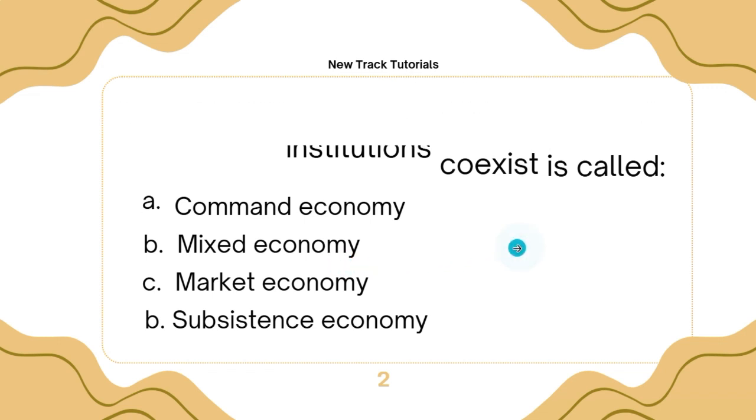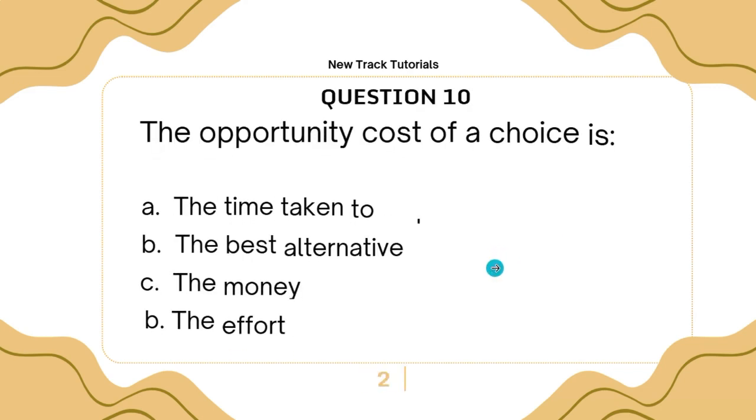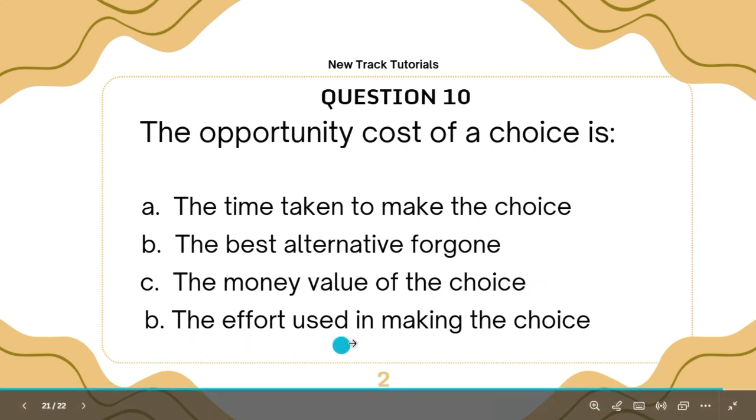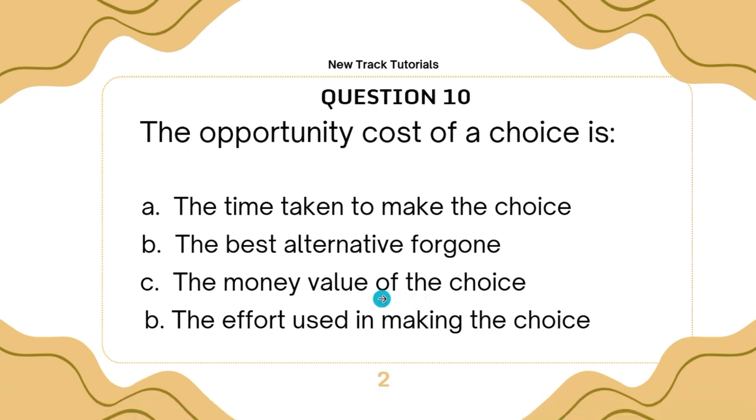Finally, let's look at the last question, question number 10. The opportunity cost of a choice is the time taken to make the choice, the best alternative foregone, the money value of the choice, or the effort used in making the choice. Which option is the best? The option is the best alternative foregone.